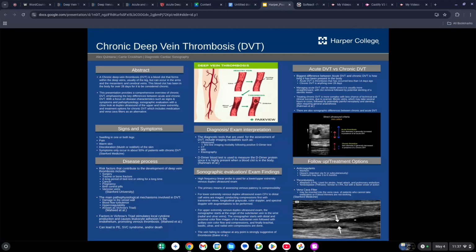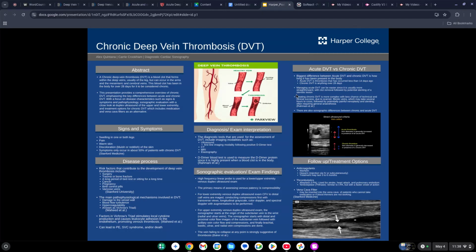I will be presenting on chronic deep vein thrombosis, an educational approach for the Sonography Theory 2 course. For this presentation, we will be looking at the signs and symptoms of chronic DVT, along with treatment options, disease characteristics, sonographic evaluation, and comparing chronic DVT to acute DVT.